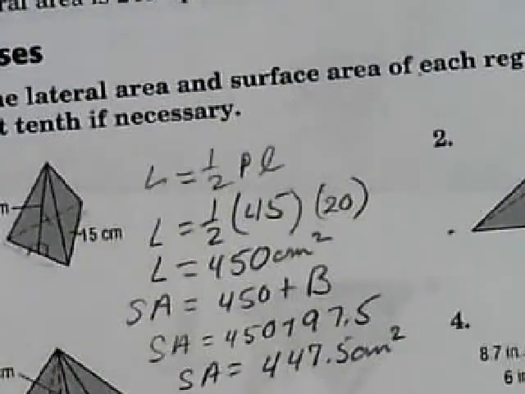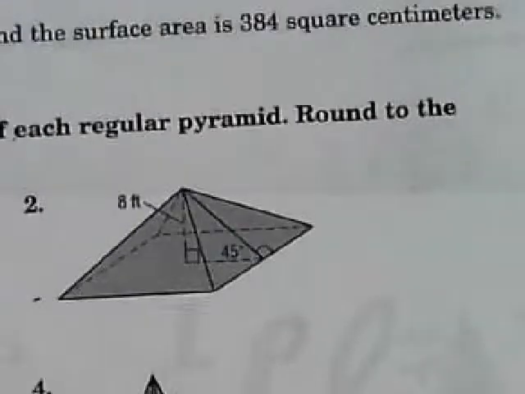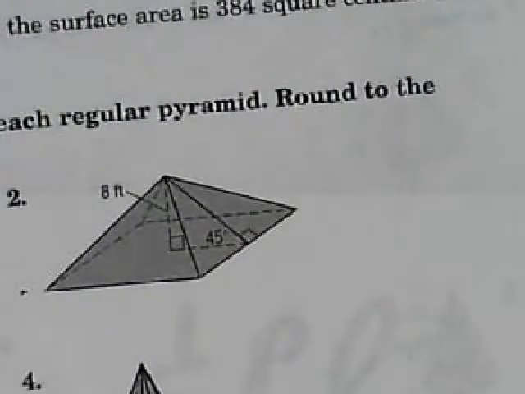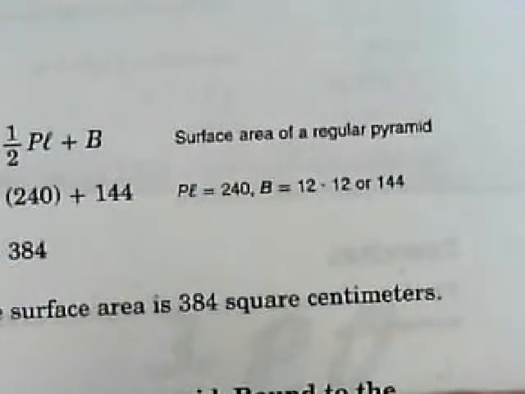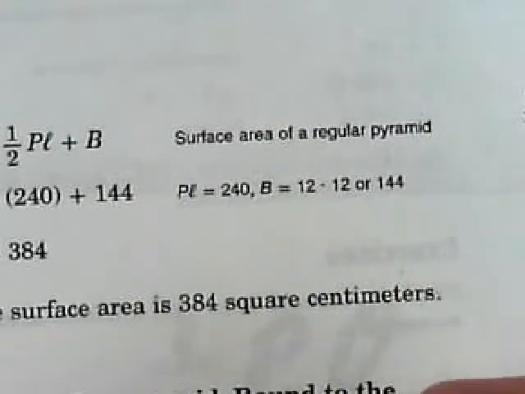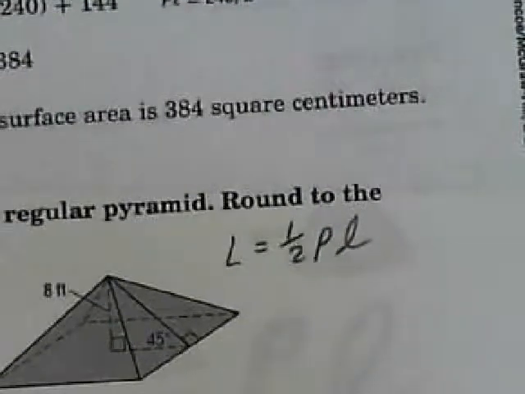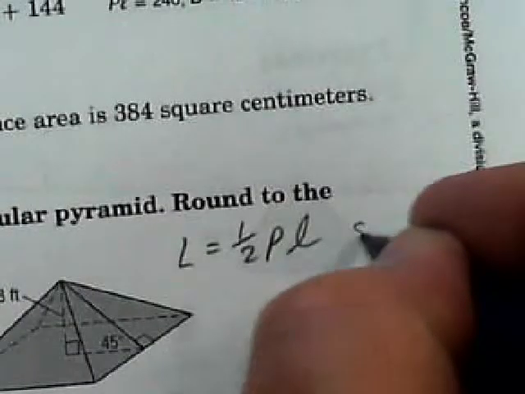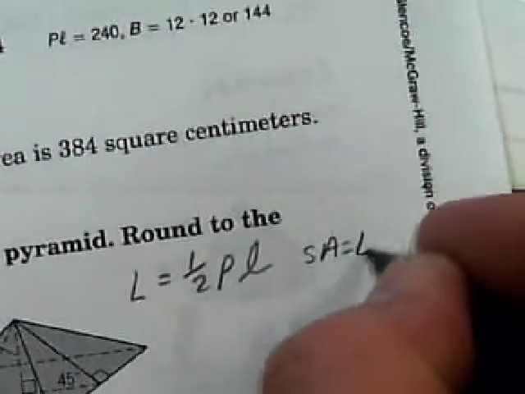Okay. Next problem. Same idea, I need to find the lateral surface area. This is 1/2 perimeter times the slant height. And we need to find the total surface area, which is L plus B.